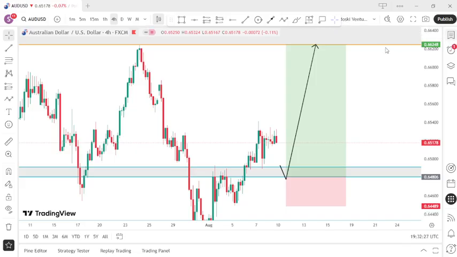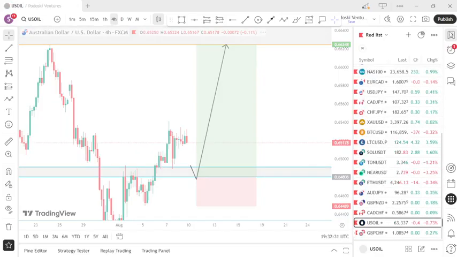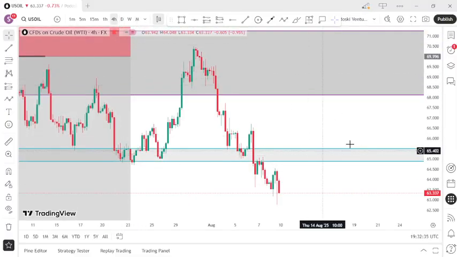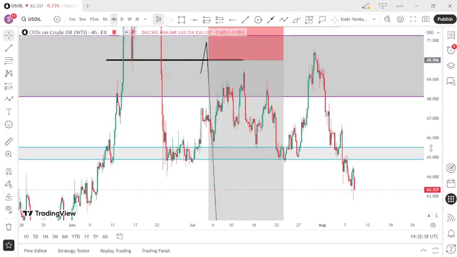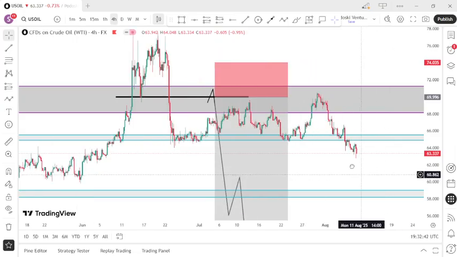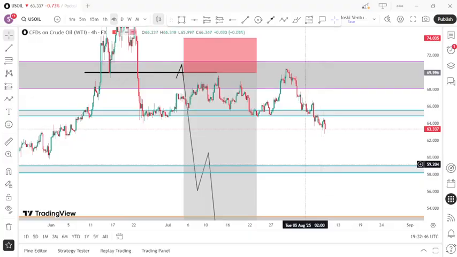So the next pair on the list is US oil. Before I start the analysis on US oil, this was the previous pre-market analysis we did on US oil in about June. So we did the analysis. I also set my alert then that anytime price gets there, then we take the sell.